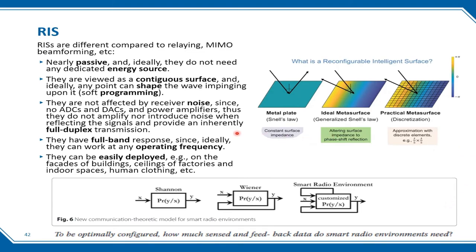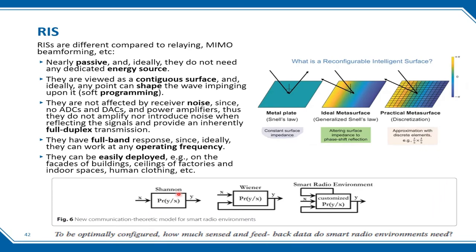So here is one image which tries to differentiate. If you look at a typical metal plate, we cannot actually control the angle of arrival and the angle of departure. But if this is an ideal metal surface, it's very generalized, and it's very smooth in terms of its gradient of phases, right? So that's what this ideal metal surface is showing. But in reality, we'll have practical metal surfaces that would be discretized. I mean, it won't be contiguous, but still we'll be able to get the gains, and we'll discuss that in the coming slide.